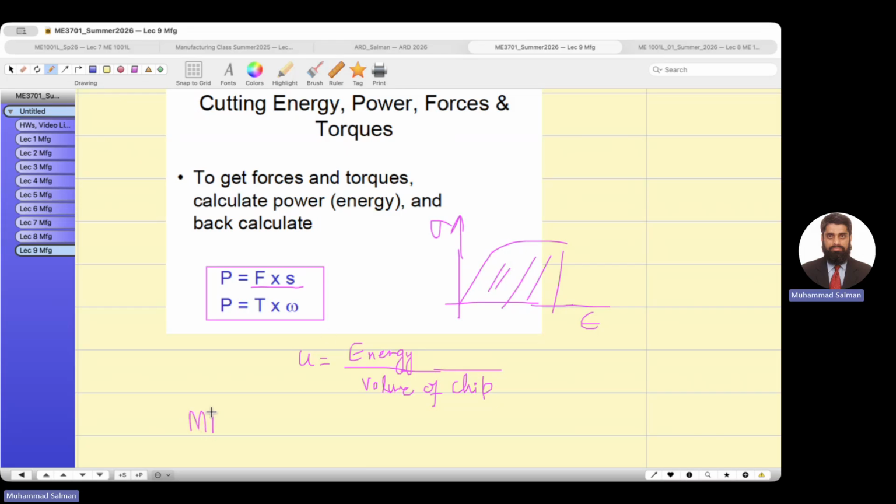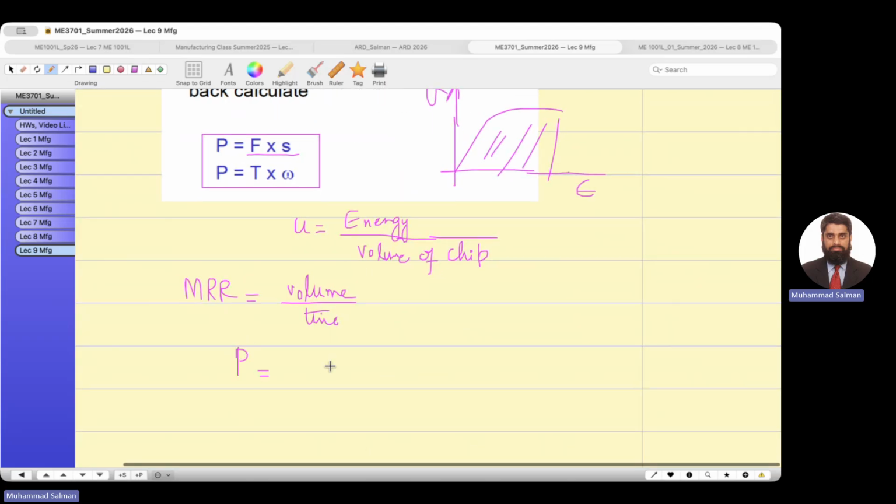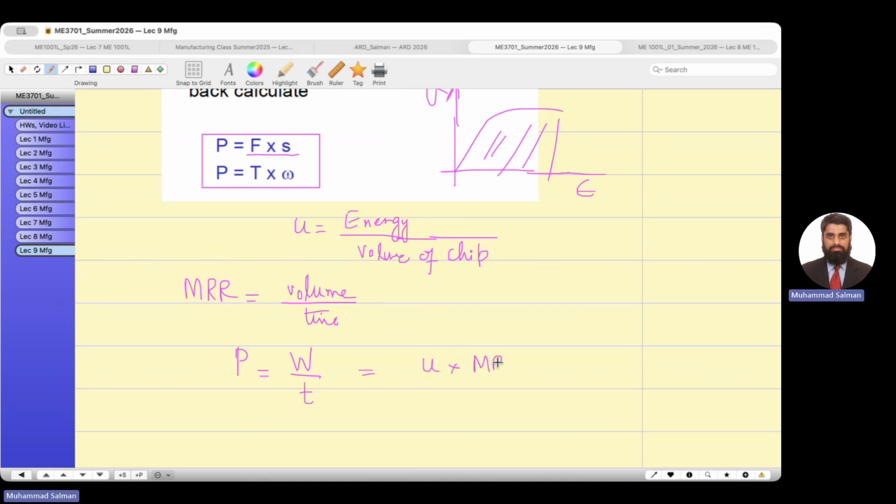And MRR is volume per unit time. So can I write the power formula, which is energy per unit time, as energy per unit volume times MRR? So if I ask you what is the power required for removing that much volume of the chip, you will use U times MRR. Okay, U is the specific energy or energy per unit volume.